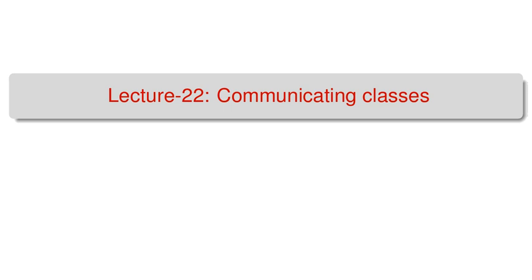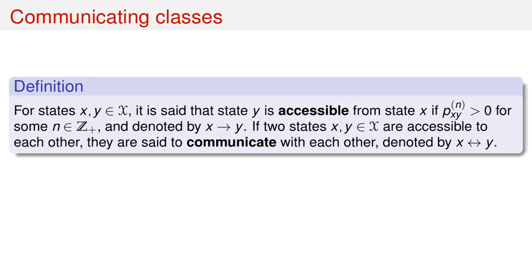Okay, class, today we'll be moving on to the topic of communicating classes in Markov chains. First, let's define accessibility. For any two states, let's say x and y, belonging to our state space script X, we say that state y is accessible from state x if the n-step transition probability from x to y, that is P sub xy superscript n, is greater than 0 for some non-negative integer n. We denote this relationship as x arrow y.